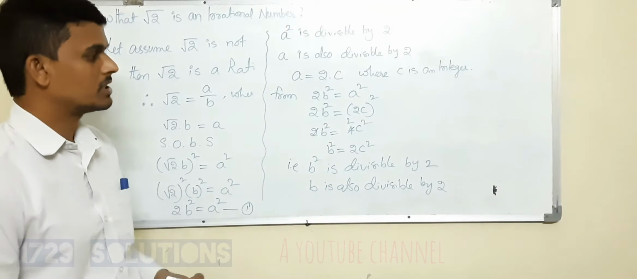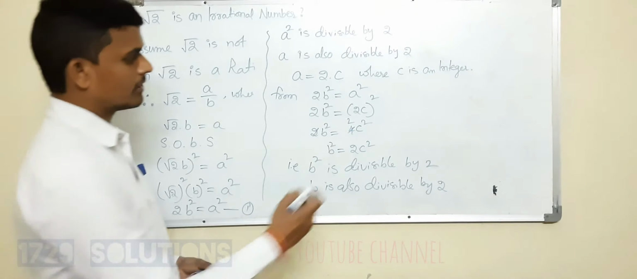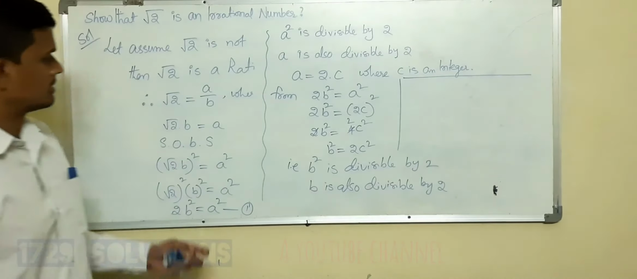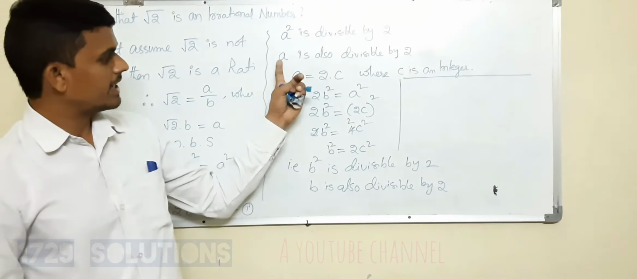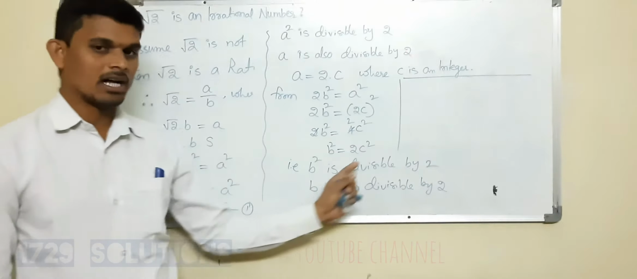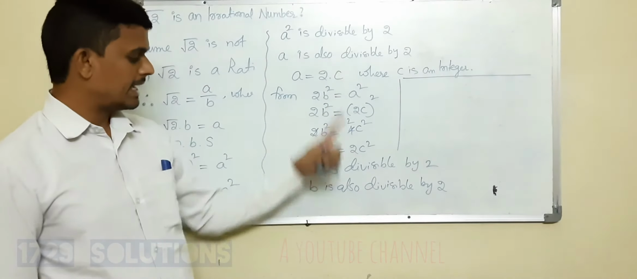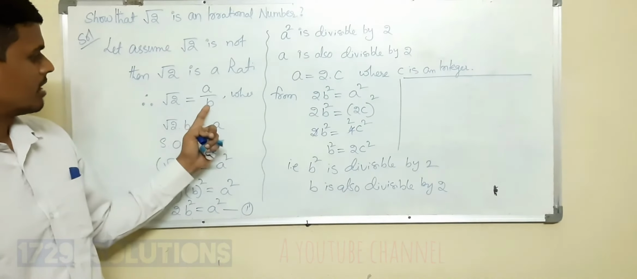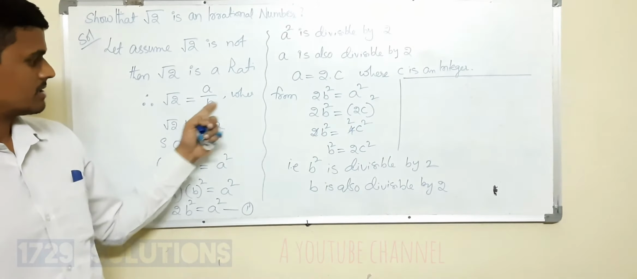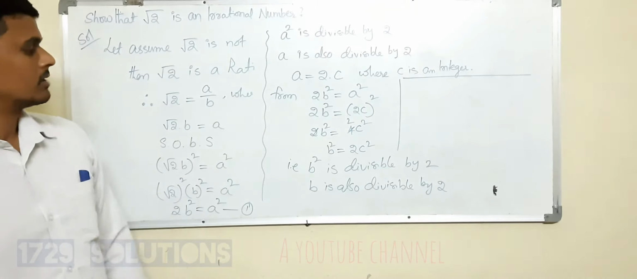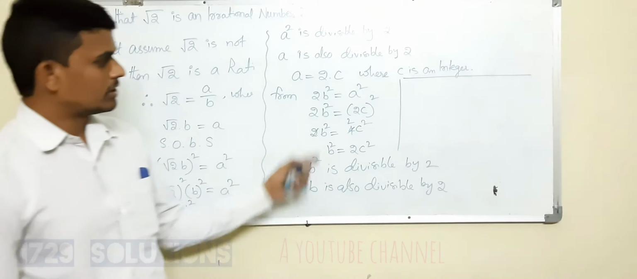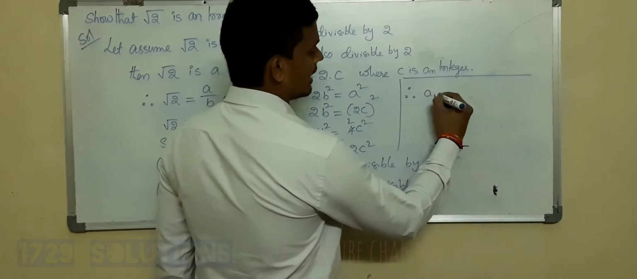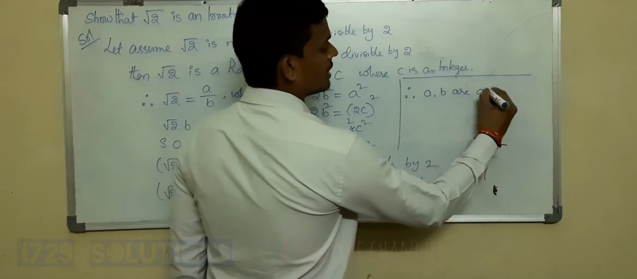So a = 2c. That is a close. We are going to end the answer. See the last steps. Here we got a is divisible by 2 and b is also divisible by 2, meaning both a and b are divisible by 2. But what I took in the formula of a/b in the previous steps, so if both a and b are divisible by 2, then a, b are divisible by 2.